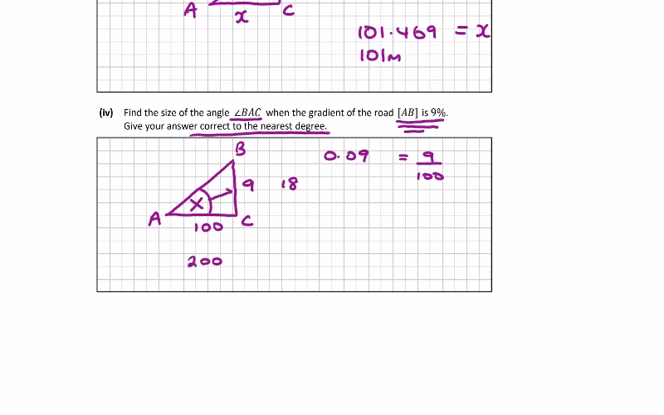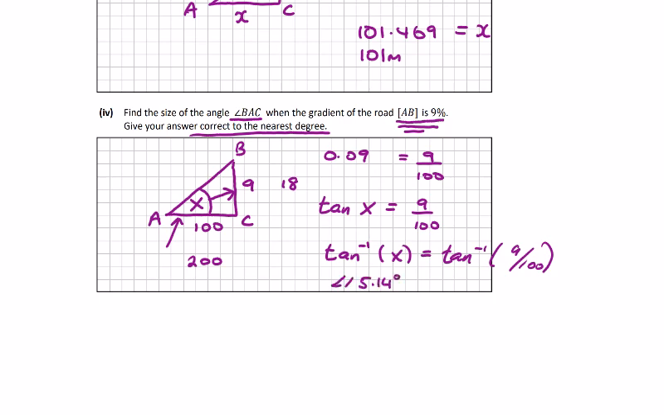So what do we know? We have opposite and the adjacent side here, so that's tan. So we can say the tan of the angle X is equal to O over A. So the inverse tan, calculator use, of X is equal to the inverse tan of 9 over 100, or 0.09. So the angle is 5.14 degrees. We've called it X, to the nearest degree, 5 degrees.